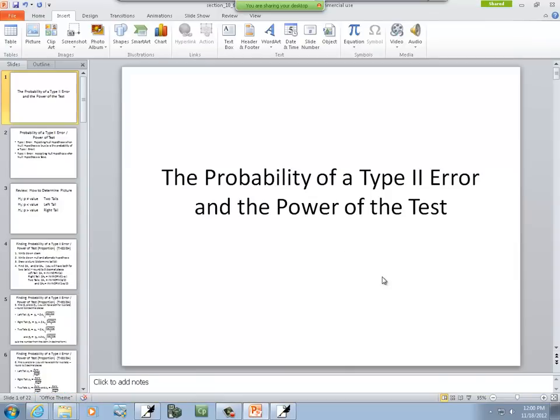Okay. This is the probability of a type 2 error and a power of a test. The first part of what I'm going to show you here is based upon proportion, and then the second part will be based upon mean. The current textbook we're using is based upon proportion, but a lot of stats books are based upon the mean. So you have to watch the appropriate one for your particular textbook.